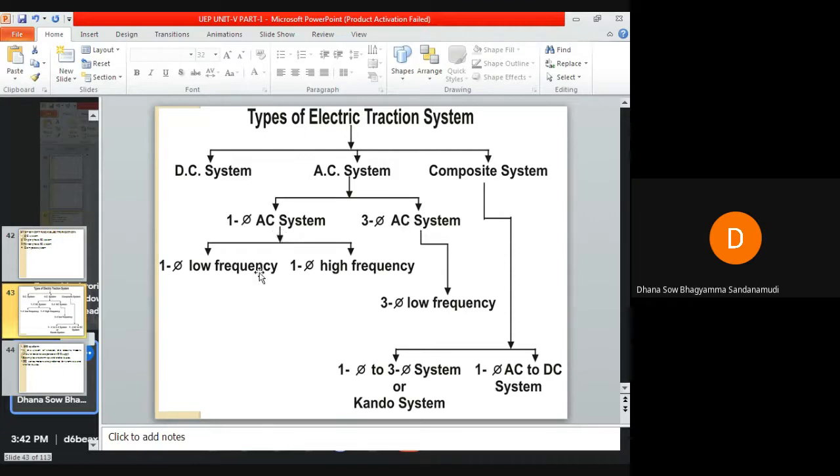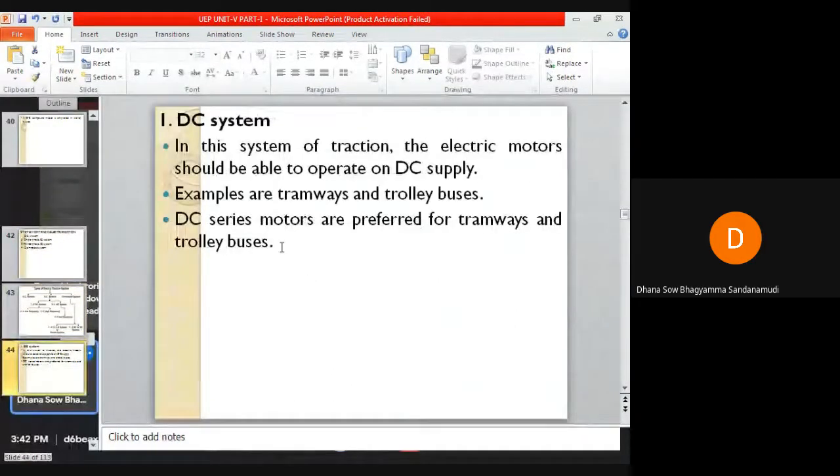Single phase AC system can be a single phase low frequency system, or a single phase high frequency system. Three phase AC system can be a three phase low frequency system. Composite system can be a single phase to three phase system. You can even call it a kando system, and it can be a single phase AC system to DC system. Let us discuss one by one in detail. So let us start with the DC system.